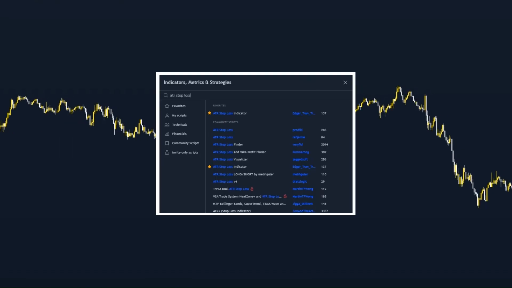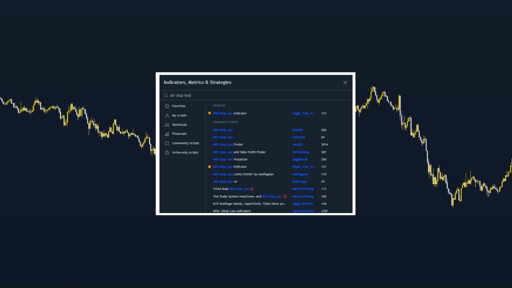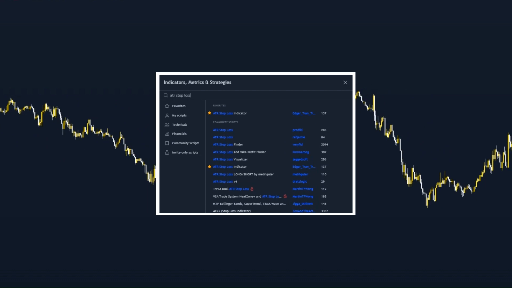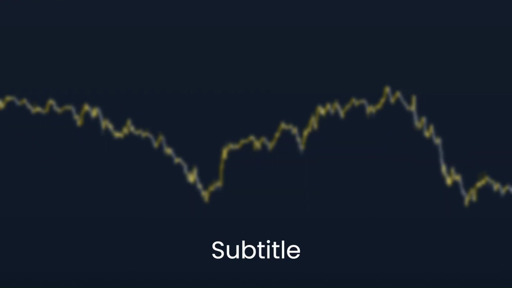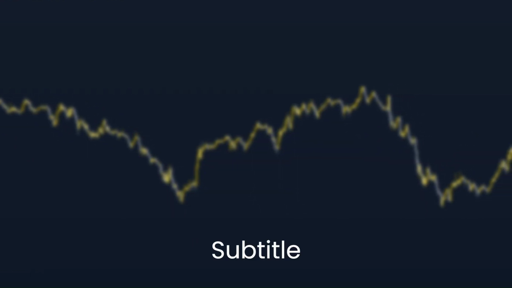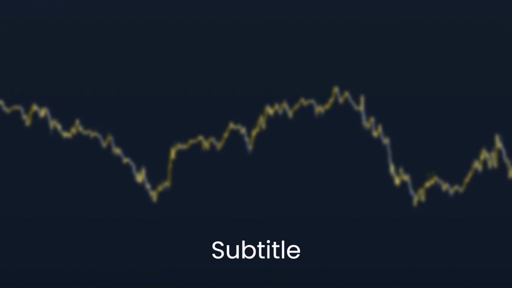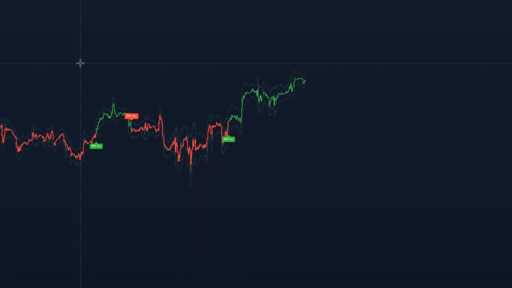The second indicator that I'm going to add to the chart is one that I've used before on many other strategies, and it is the ATR stop loss indicator by Edgar. We'll be using this indicator to get nice and safe but also very tight stop losses with our trades to maximize the profit. Once both of those indicators have been added, your chart should look something like this.